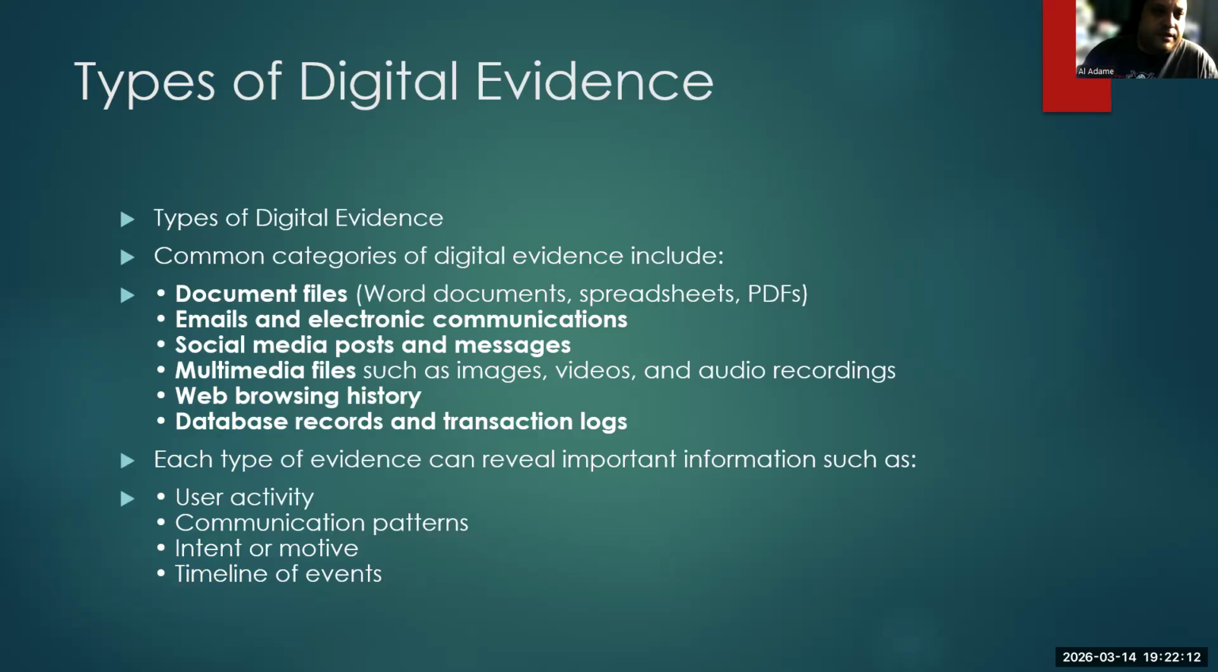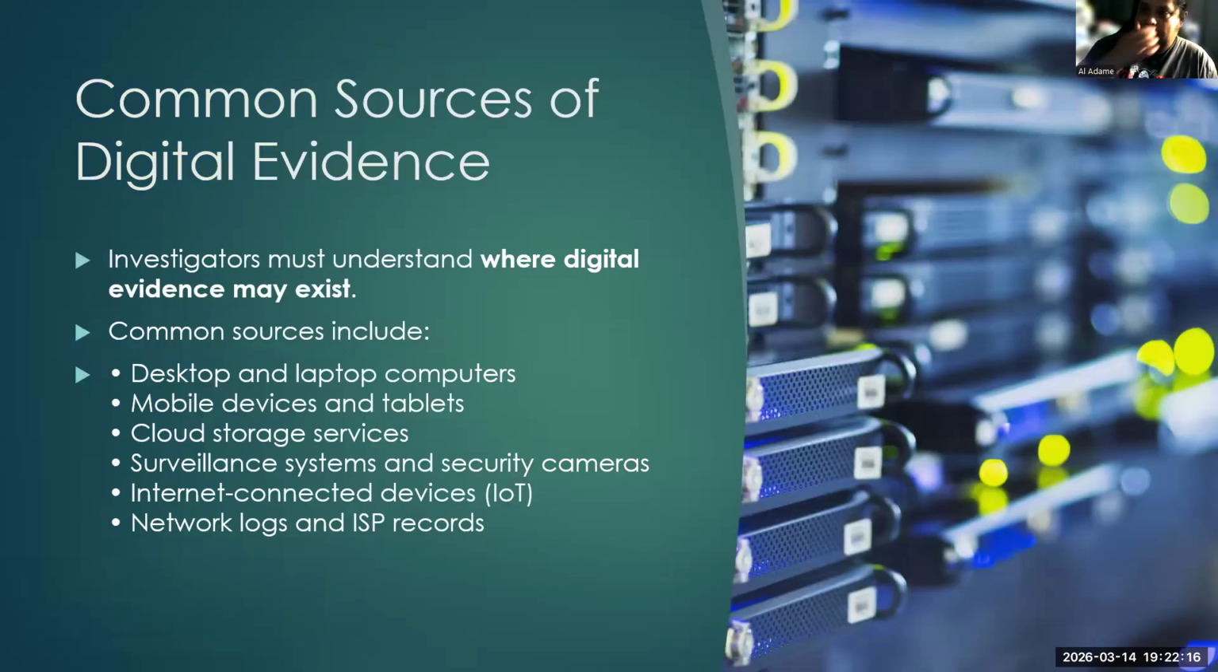So let's move on to the next page. We're still talking about sources. We're talking about sources now of digital evidence. Investigators must understand where digital evidence might exist. Common sources include cell phones, which are mobile devices. Tablets are another one. I keep forgetting those exist, and so does half the world. Desktop and laptop computers, everybody has one. Chromebooks, same deal. Cloud storage services, it's up in the cloud. Doesn't mean it's not on a computer up there.